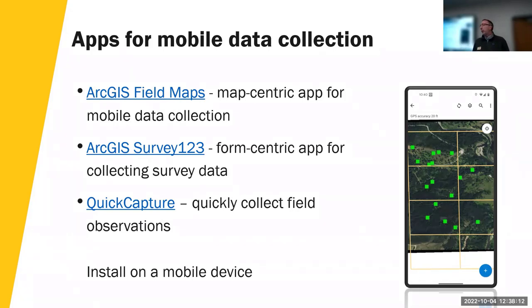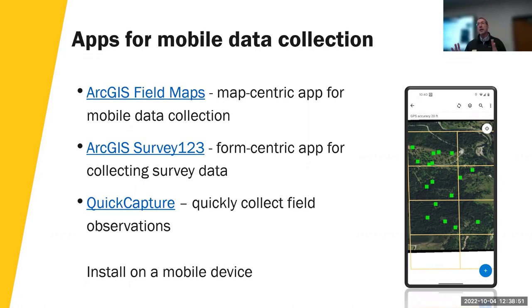So if you're looking to do mobile data collection on the Esri platform, they have three primary apps right now. Field Maps is really a map-centered application for mobile data collection. This picture is actually from my phone where I've collected some points out there. You install it on your Android or Apple device, and you can collect data out in the field. You can either be out of network range or in network range, so it has offline collection capabilities. It's synced up to ArcGIS Online, and the data are stored in ArcGIS Online.